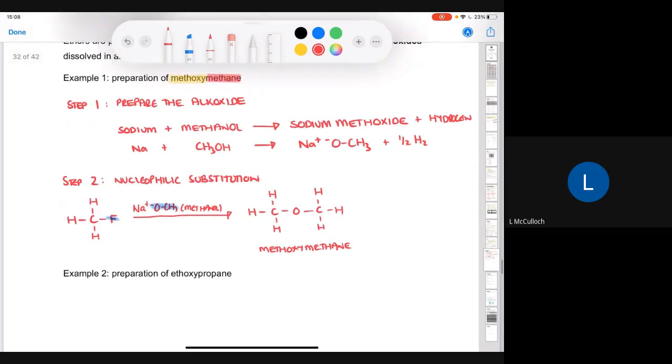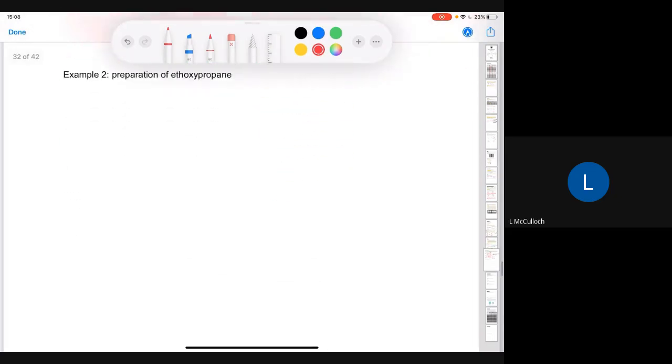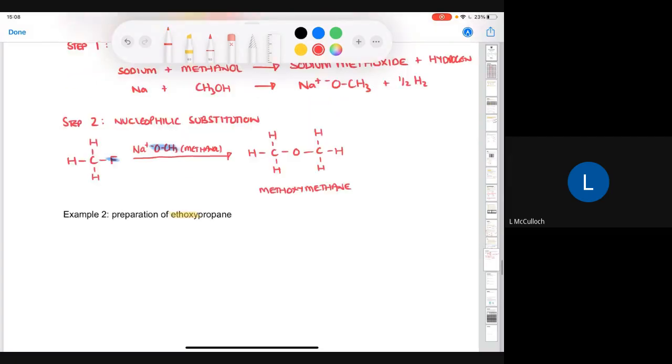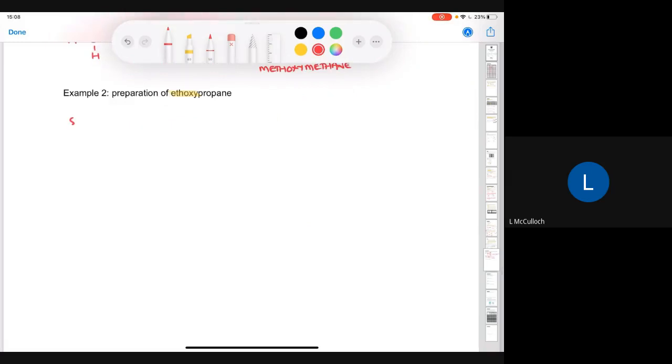All right, so our second one is going to be preparation of ethoxypropane. So the first thing that I'm going to want to do is to prepare the alkoxide that we're going to use to react. So again, we will start with step 1, which is to prepare the alkoxide. Now in this case, we are going to use the ethoxide so that we can make ethoxypropane.